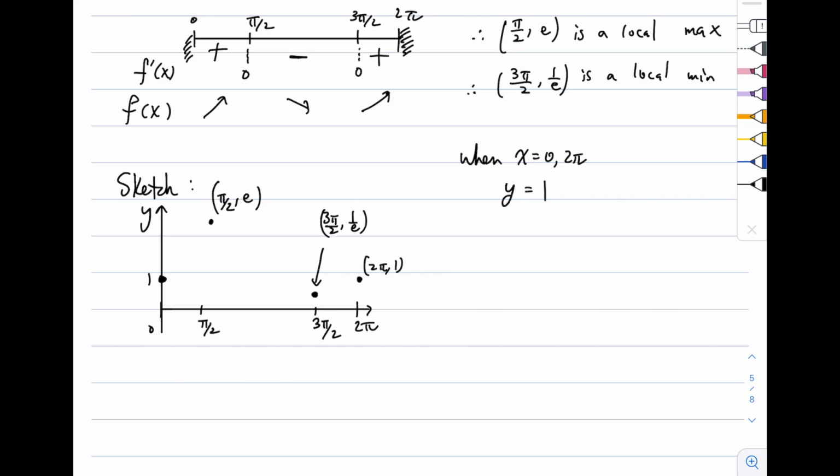Now that we have the endpoints as well as the stationary points graphed, we're just going to use our sign chart up here to graph the rest. So the function is going to be increasing from 0 to pi over 2, maybe something like that. And then from pi over 2 to 3 pi over 2, it's going to be decreasing, and then it's going to be increasing after 3 pi over 2.